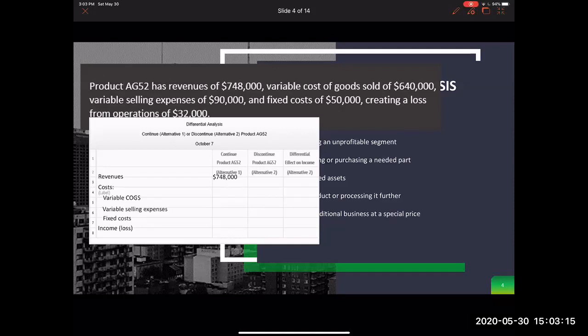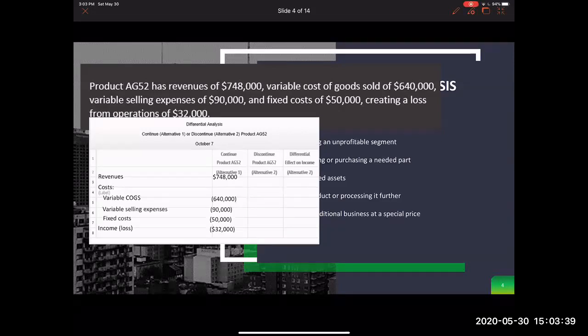If we continue making product AG52, we'll generate a revenue of $748,000. The cost associated with continuing this production is $640,000. Then we have our variable selling expenses, our fixed costs, and lastly, our loss from continuing the production of this is $32,000.